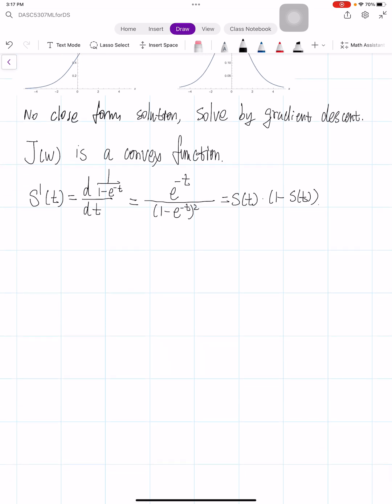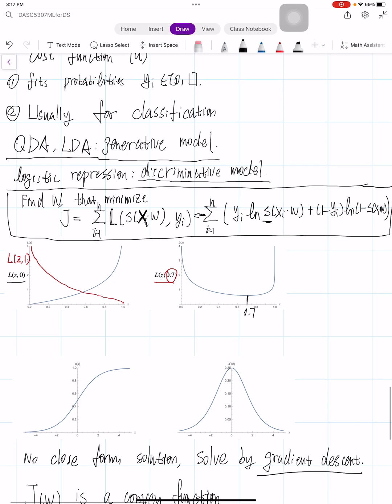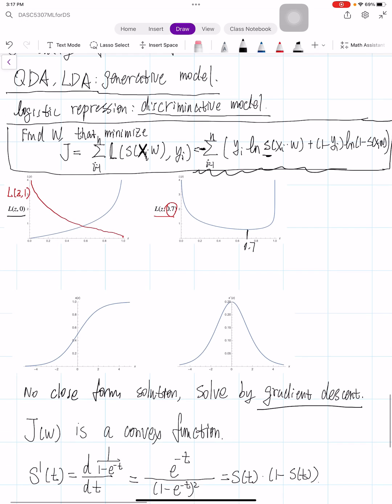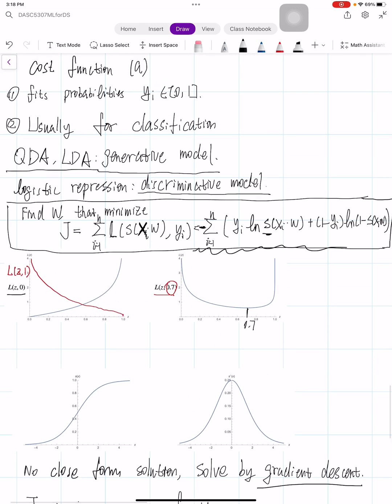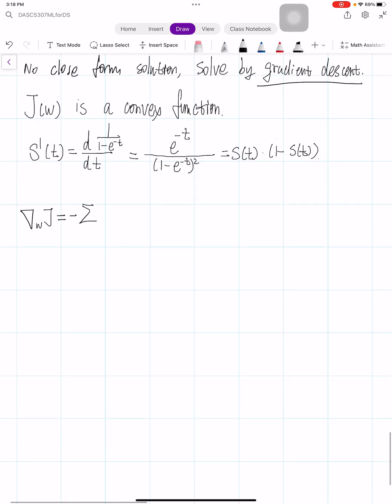And now we can find the gradient of the loss function, because when we apply the gradient descent algorithm, if we have the closed form for the derivative, it will speed up the calculation. So the derivative of this function will equal negative summation. Let's see which term has w. The first term has w, so yi is constant, and we take the derivative of the log, so you go to the bottom.